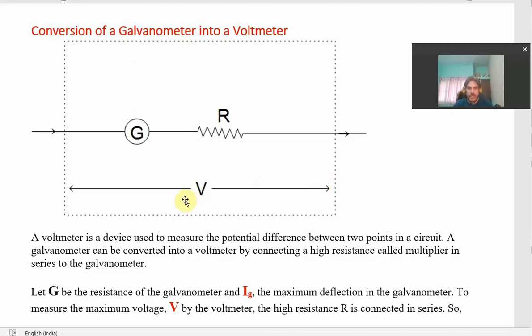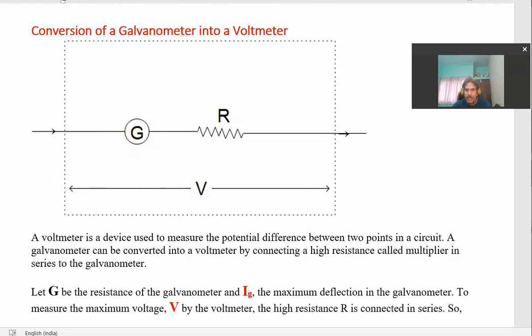For this value of potential, there will be some maximum value of current which can pass through the galvanometer. We choose the value of R such that only the maximum current which a galvanometer can bear, or tolerate, will pass through it. So what will the formula be? This total potential is acting across the two ends of the voltmeter, in which a galvanometer and a resistance are connected in series. That means this total potential will be divided into potential across G and potential across R.